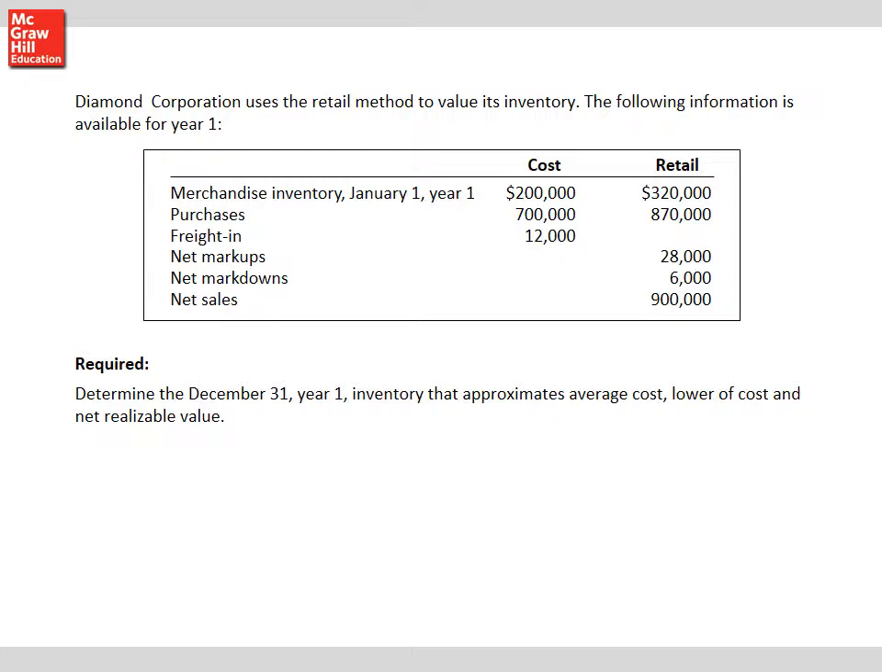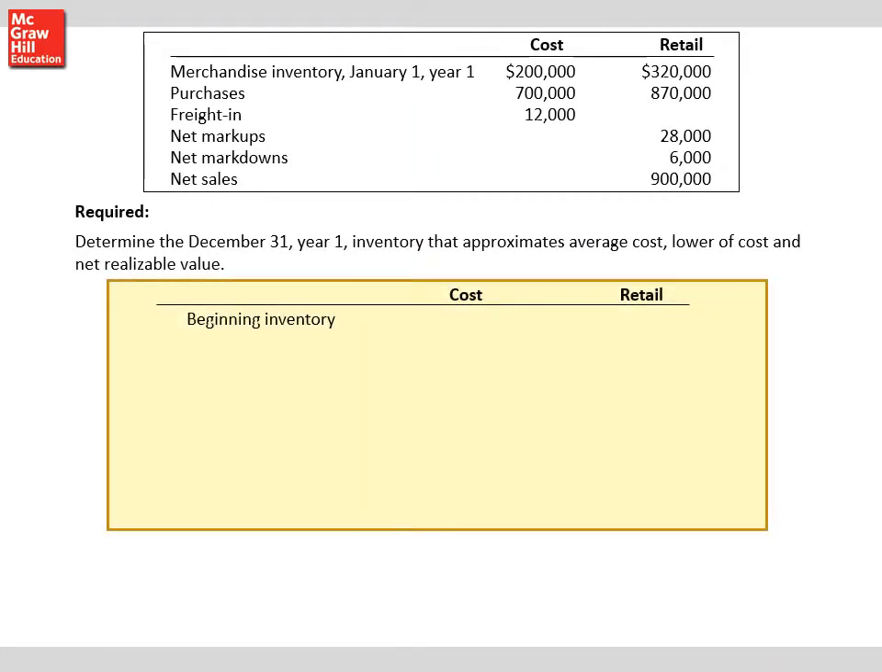So under the last method, we added in markups, we subtracted markdowns, and we determined our percentage, total cost of goods available divided by retail value of all goods available. Now, let's see how we compute retail method approximates average cost, lower of cost, and net realizable value method. Start with beginning inventory at cost and retail, 200 and 320. Add your purchases. Cost of them are 700. They could have been sold for 870,000.